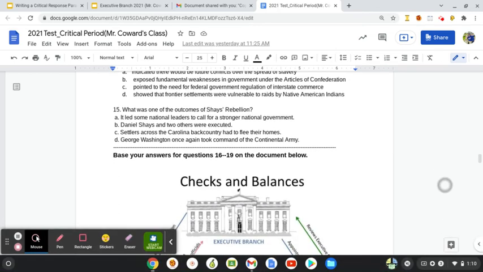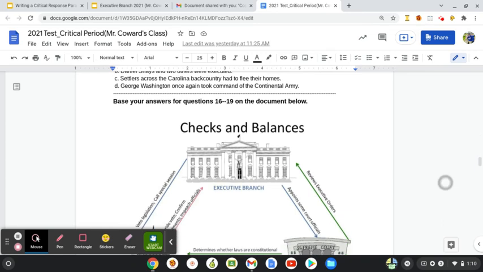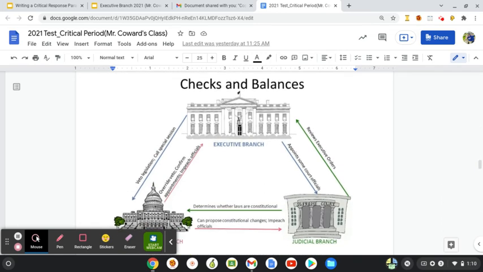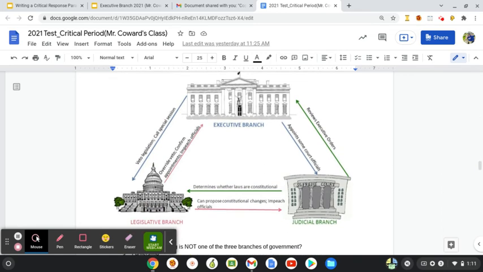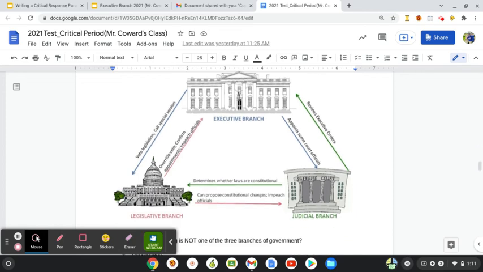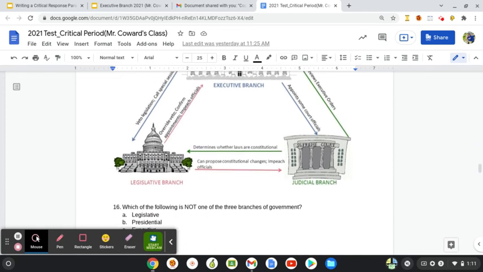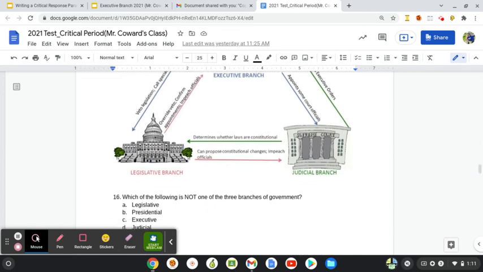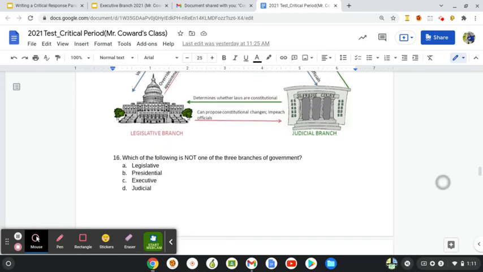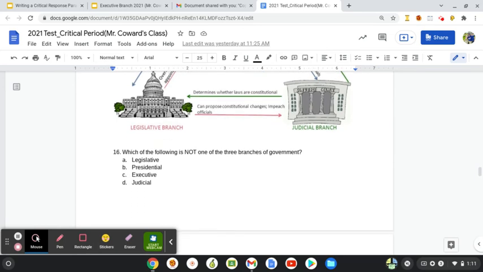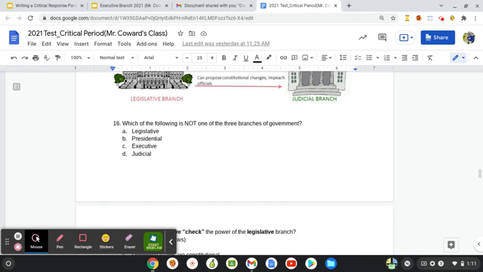Okay, 16 through 19 are based on this document below. It's the checks and balances. It shows the different arrows going from one branch to the other. Use this for 16, 17, 18, and 19. Okay, number 16. Which of the following is not one of the three branches of government? Legislative, presidential, executive, or judicial? Okay, use the chart to help you.